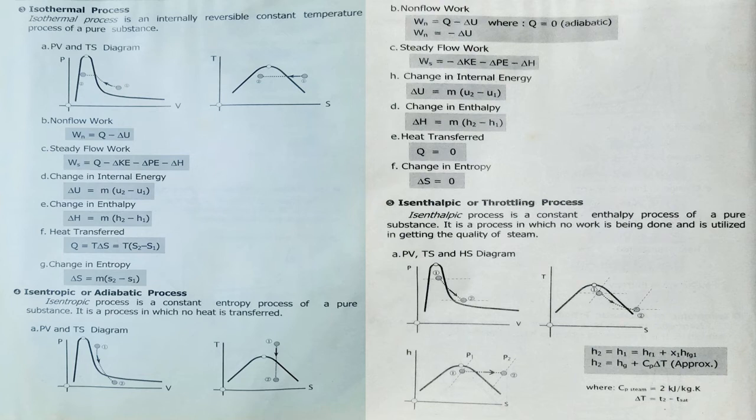Okay? And the mathematics involved, equation involved, we have H2 is equal to H1 since it is enthalpy constant or equal to HF1 plus X1 HFG. Okay, where can you find this? Again, thermodynamics table. H2 mo is equal to Hg plus Cp delta T approximately, where Cp for steam is 2 kilojoule per kilogram degree Kelvin, where change in T is equal to T2 minus your Tsat sa steam table ulit, thermodynamics table. So, learn it by heart.